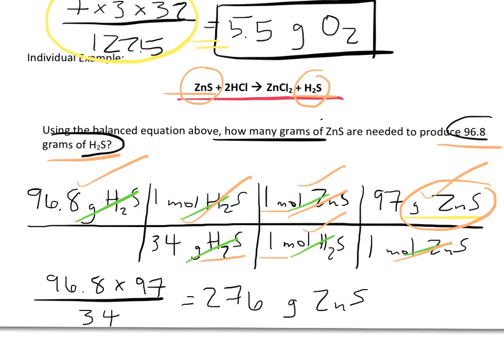Again, these numbers are not easy to work with. They will be very easy on the CST, but you'll get an answer of about 275, 276 grams of ZnS, or zinc sulfide.